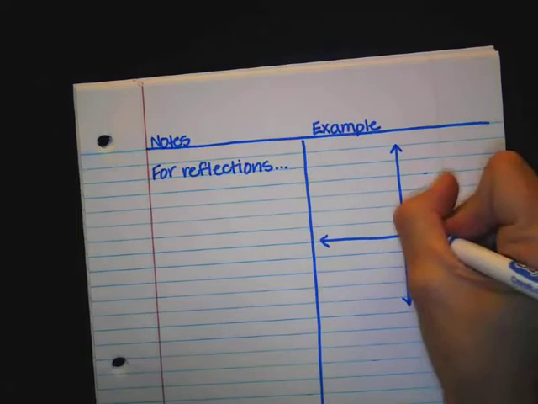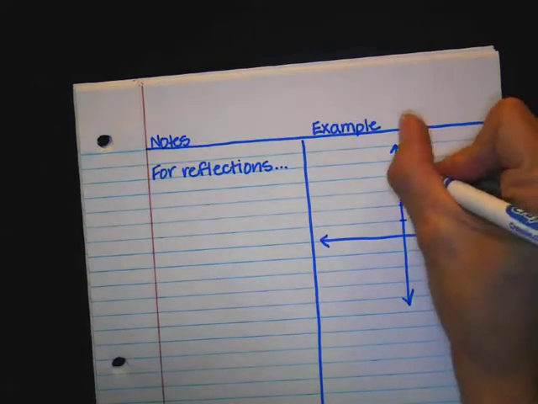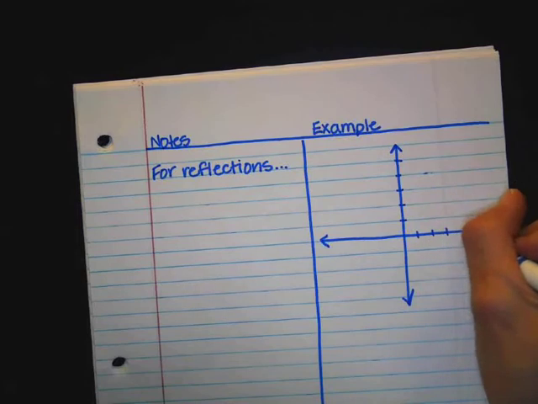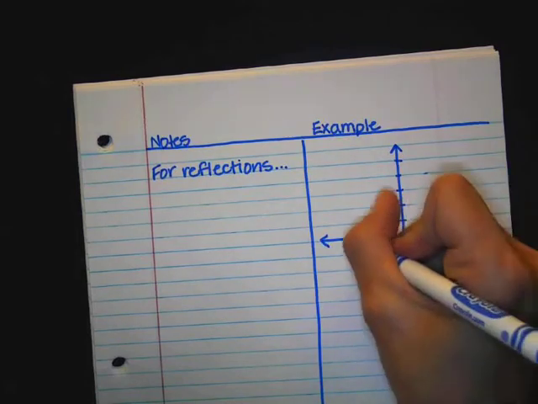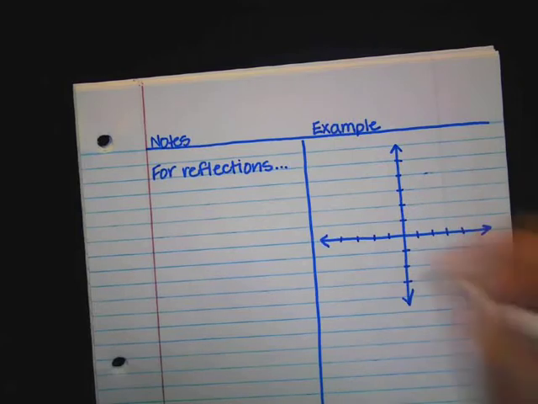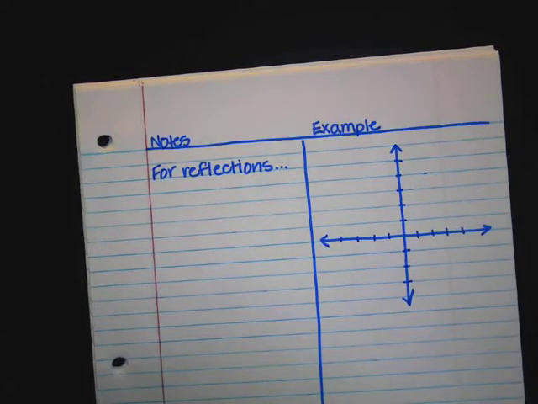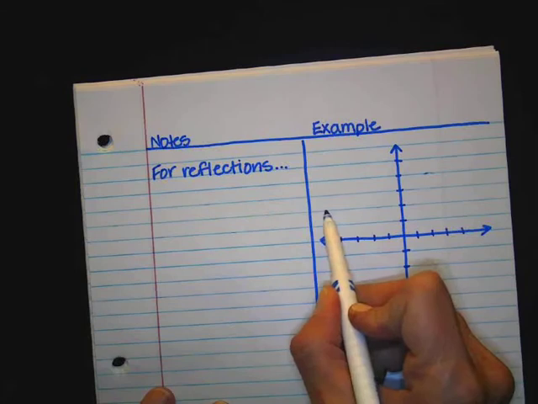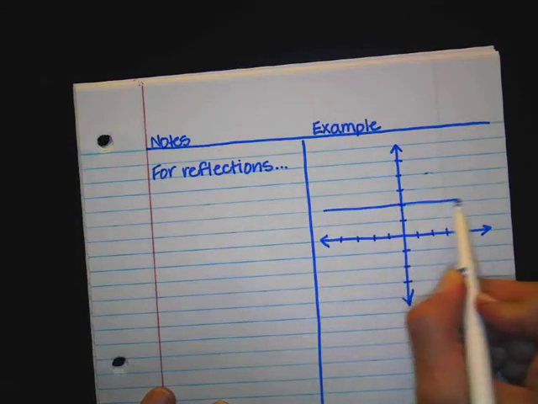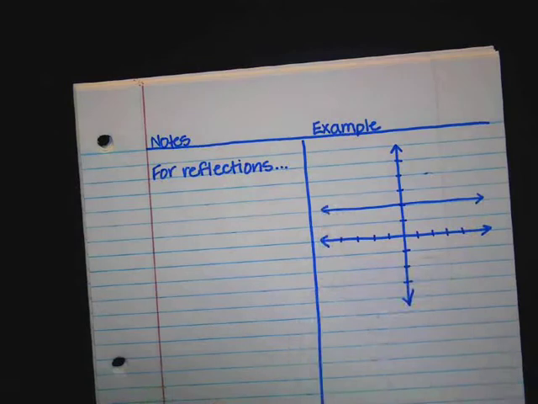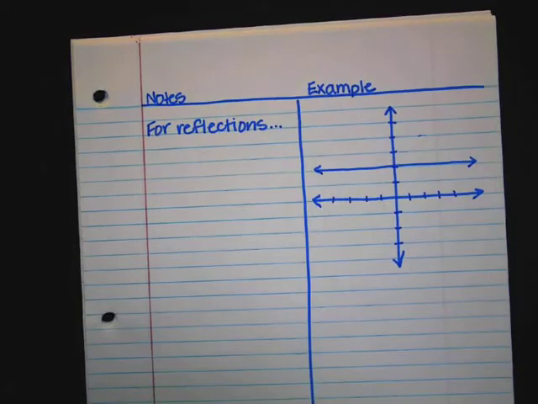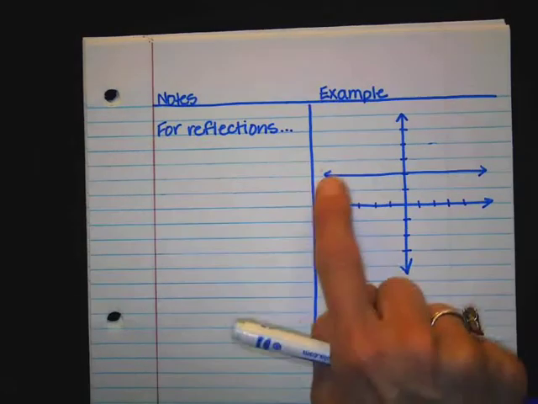You know what? I'm going to put hatch marks on my coordinate plane as well because I need them to guide me, since we don't have graph paper. Let's see. This is going to be my line that I want to reflect over. That's going to be my mirror. Right here. This is my mirror.